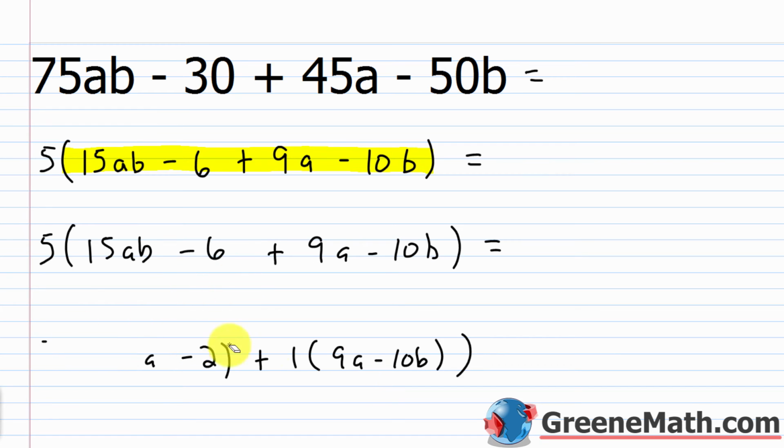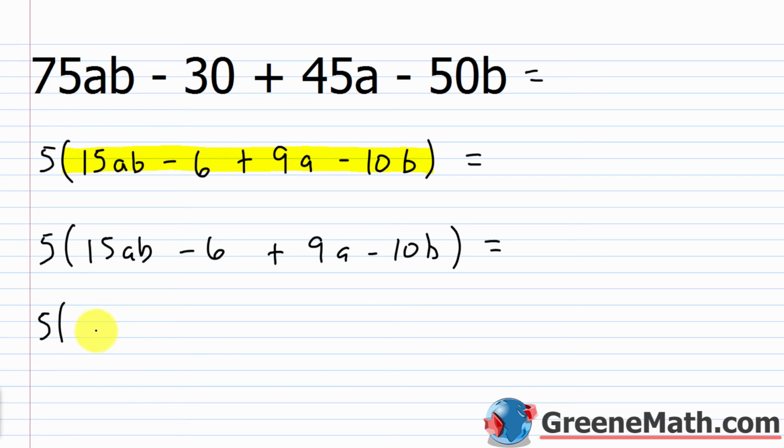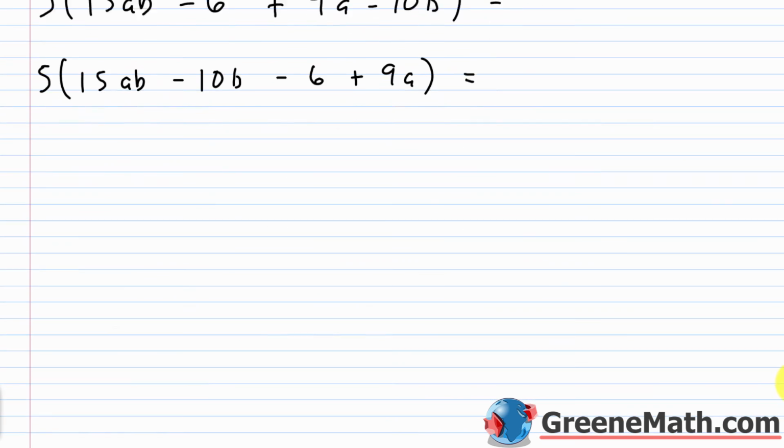What I need to do in this situation is just rearrange things. So I'm going to put 5 times inside of parentheses. I'm going to put the terms with b's next to each other. So 15ab minus 10b. And then I can put minus 6 plus 9a. So now let me scroll down and get some room going.